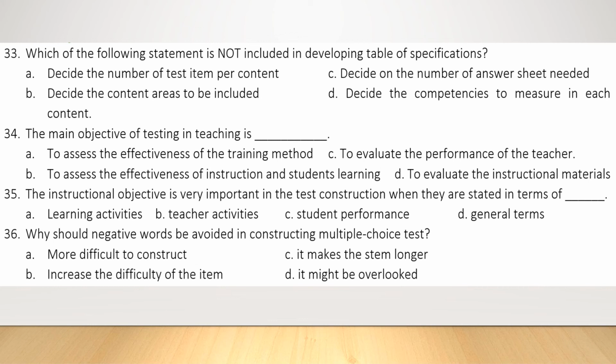Letter C. 36. Why should negative words be avoided in constructing multiple choice tests? Some examples of negative words, kanang mga except, mga not, mga unless. These are negative words. Usually makita nito sa mga test items. We have to avoid this because, what's the correct answer? They might be overlooked. Imbis ang bata kay basa sa correct answer, wasa ka basa sa except or unless. So, nasayot mo siya. Letter D. Remember that our purpose is to help our students pass a particular test, so not to fail them. So, the correct answer is letter D.